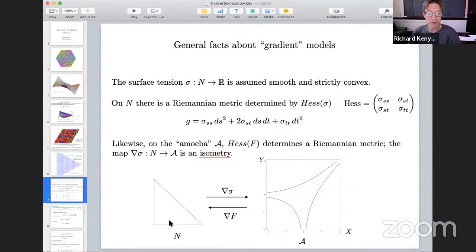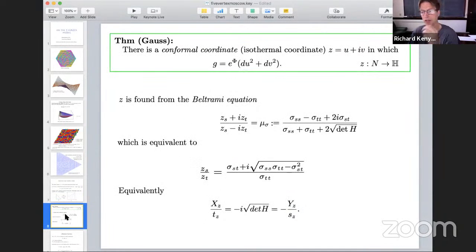And that gradient variational problem will have the slopes restricted to some region N. And on that region N, there's a special metric. And what we learned from Gauss is that when you have a Riemannian metric in R2, there's a natural set of isothermal coordinates, U and V, or if you like, a natural conformal coordinate, Z.